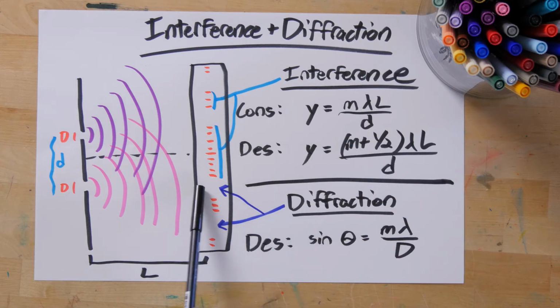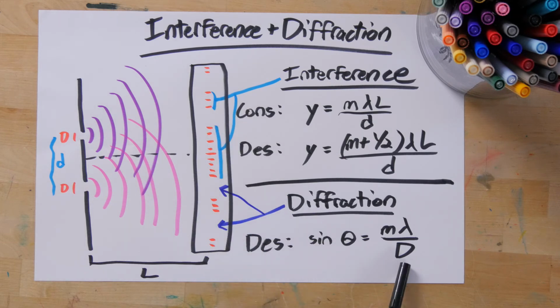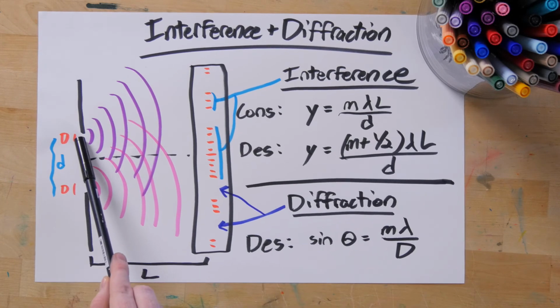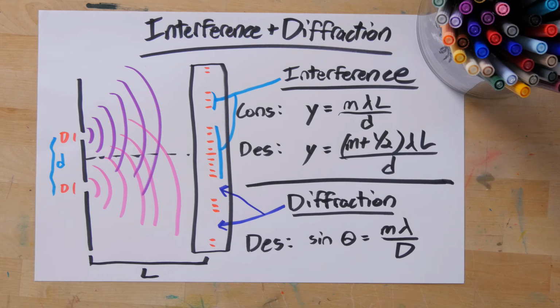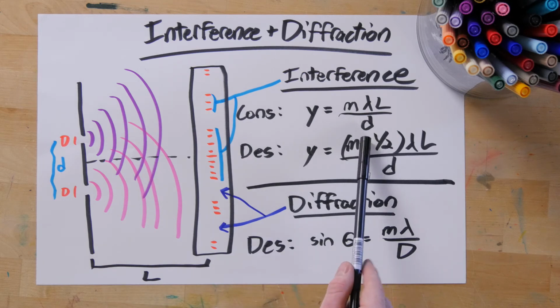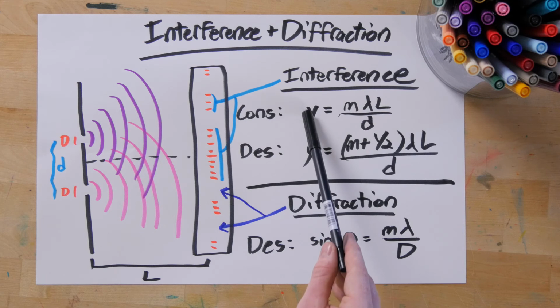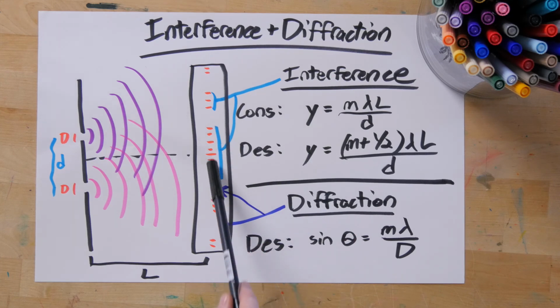Diffraction describes the bigger dark spots that we see in the pattern. Here, it depends on big D, which is just the size of the individual slits themselves. So, changing the distance between the slits will only affect interference because that's little d. That means that if we make little d bigger, that means y will get smaller and we'll end up with very, very small distances between each of our dots.